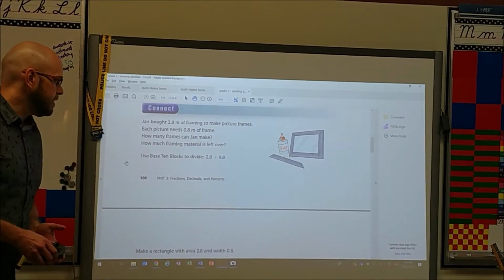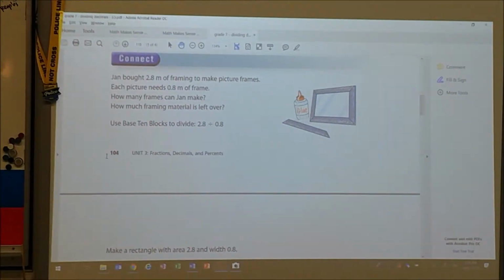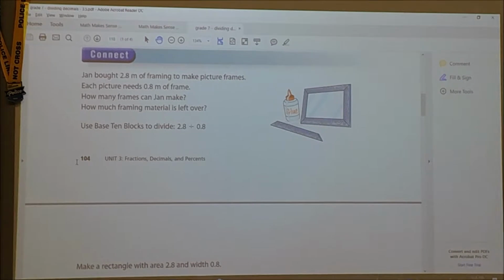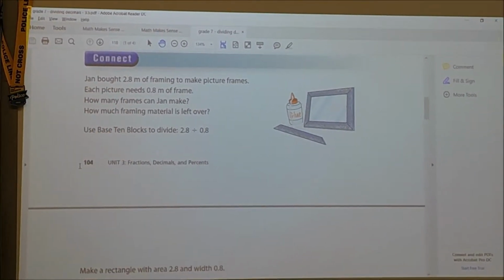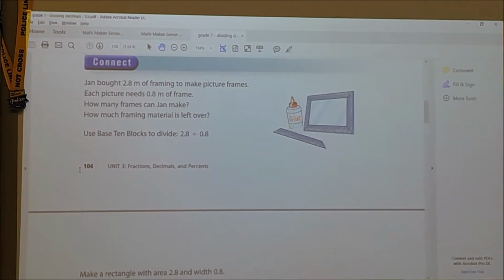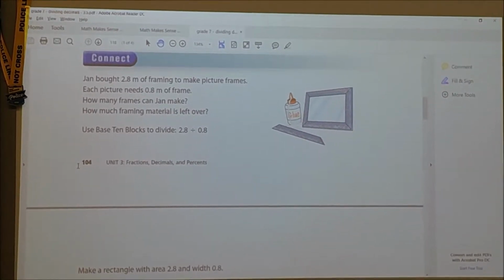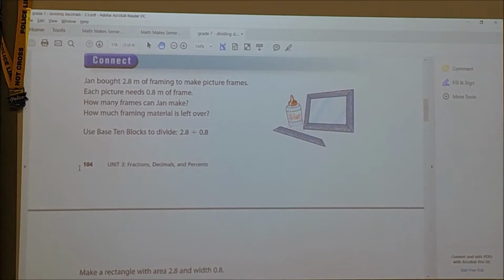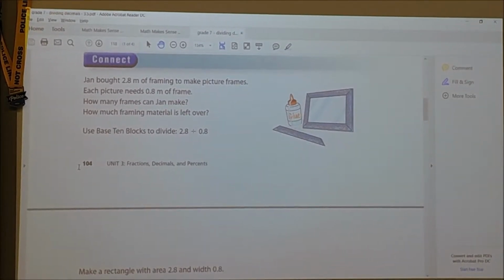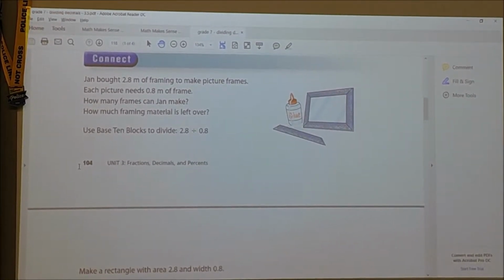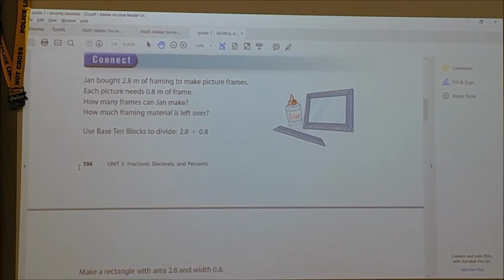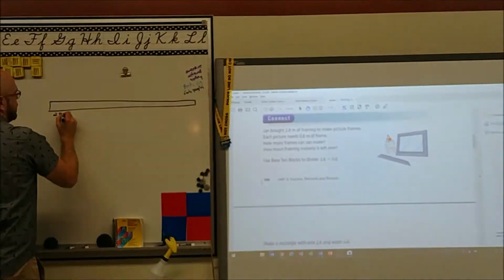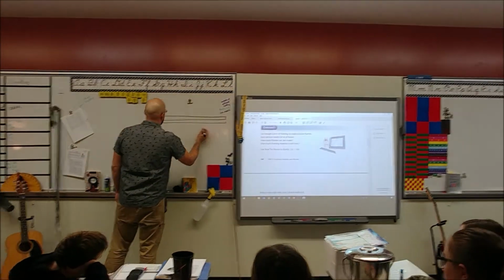But now let's take a look at an example first. And I want to see those of you on your show me boards if you can do this just with your numbers. Jan bought 2.8 meters of framing to make picture frames. Now each frame takes 0.8 meters. So what that means, and Mr. Camera Guy, if you can widen it up so you can see my board here. She buys this framing and she bought 2.8 meters of it all the way to the end like this.